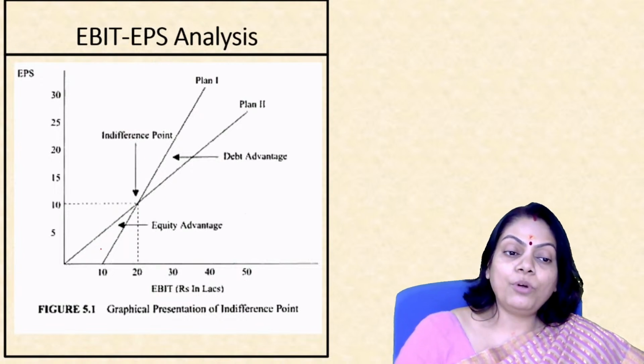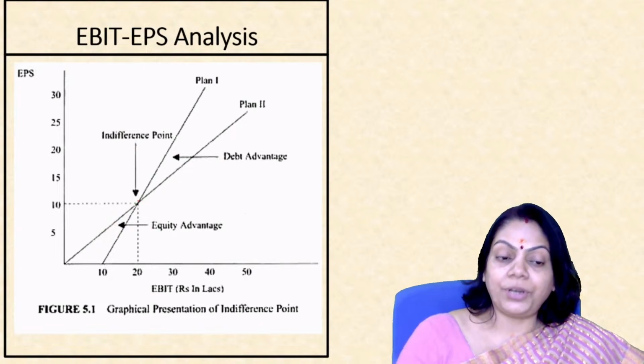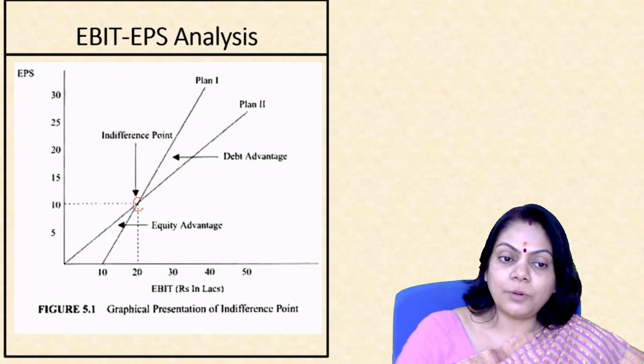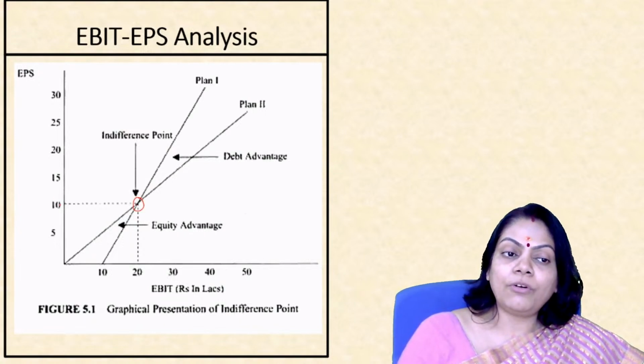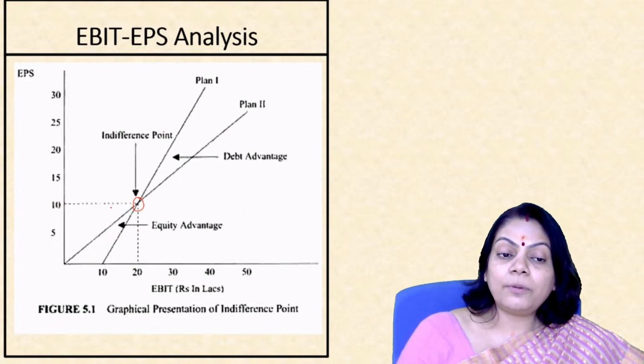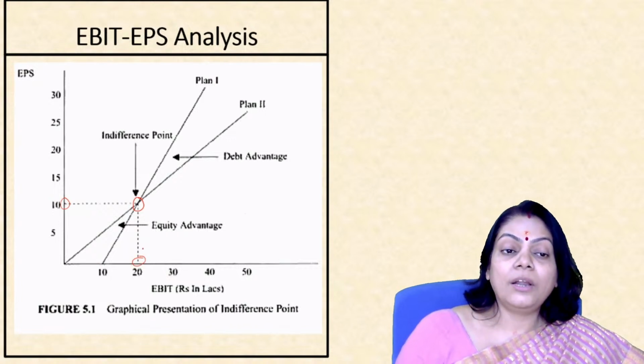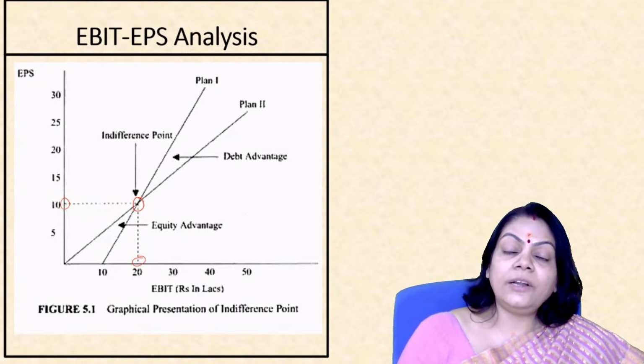Now, see, both these plans are crossing at a point. Plan 1 and plan 2 are crossing at this particular point. What does that correspond to? If I draw a perpendicular onto the y-axis, this corresponds to an EPS of 10. And this corresponds to an EBIT of 20. Okay. Now, this point is known as the indifference point.